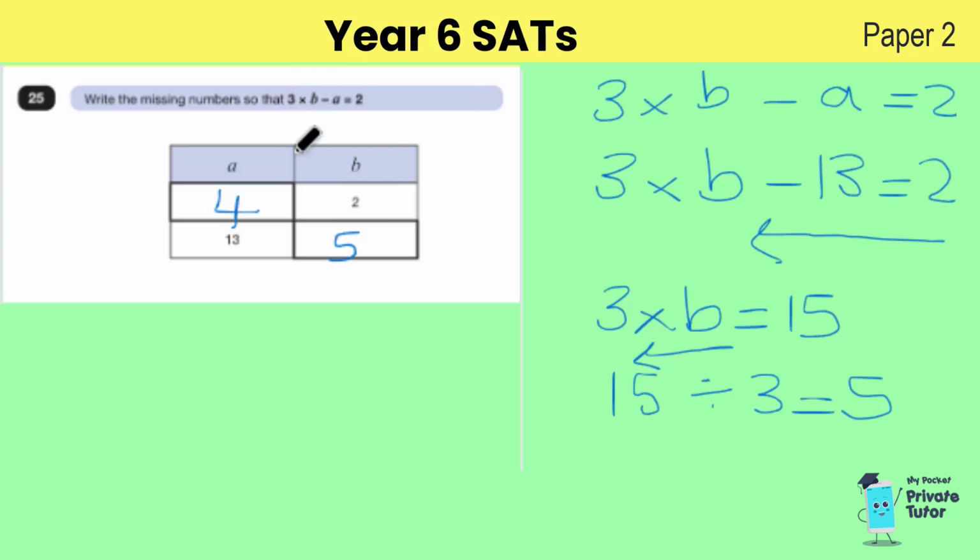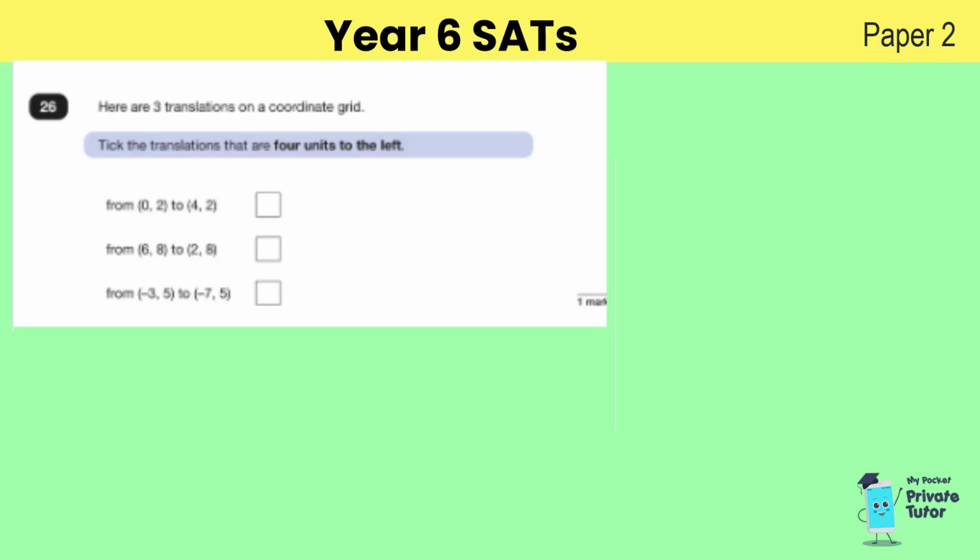And then we can just check it. 3 times b, 3 5s is 15, take away a, 15 take away 13 is 2. That's correct. Question 26. Here are 3 translations on a coordinate grid. Tick the translations that are 4 units to the left.